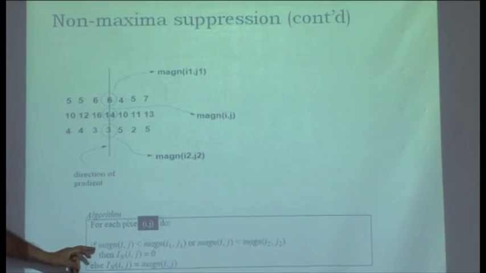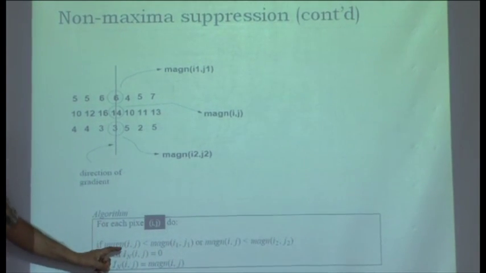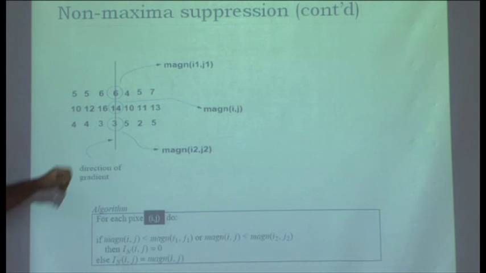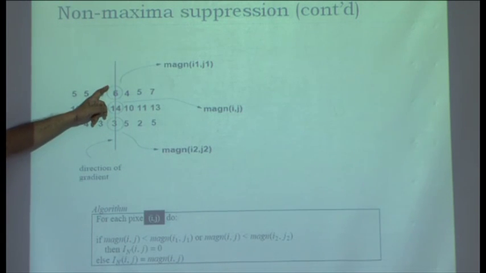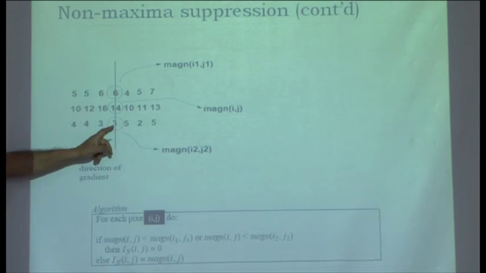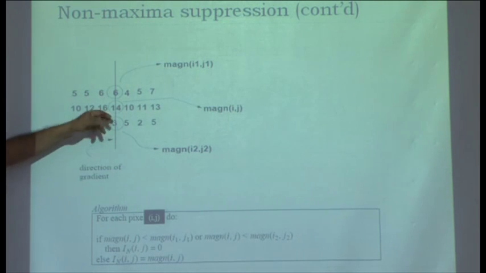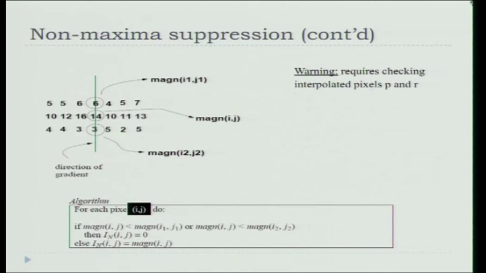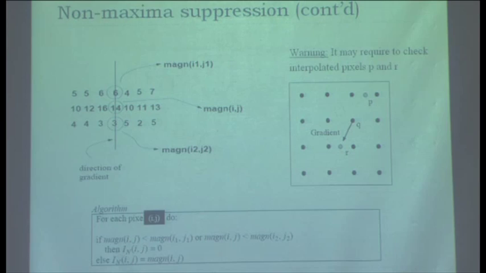So, what I am looking for is that if the magnitude of ij is less than the magnitude of this, or the magnitude of this, then you set it to 0; otherwise you consider it an edge point. But it looks simple when your gradient direction is vertical or horizontal, right. But what happens if it is of this type?